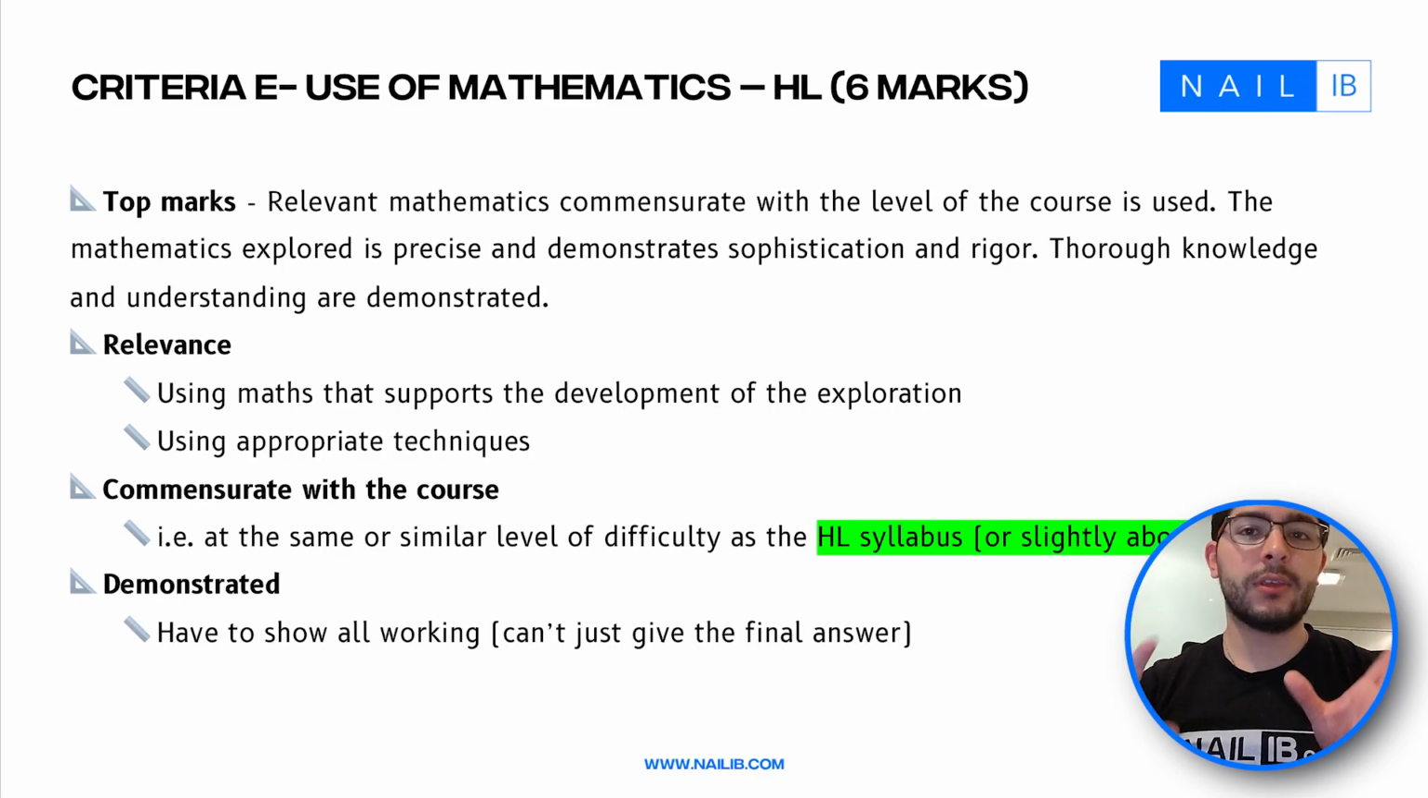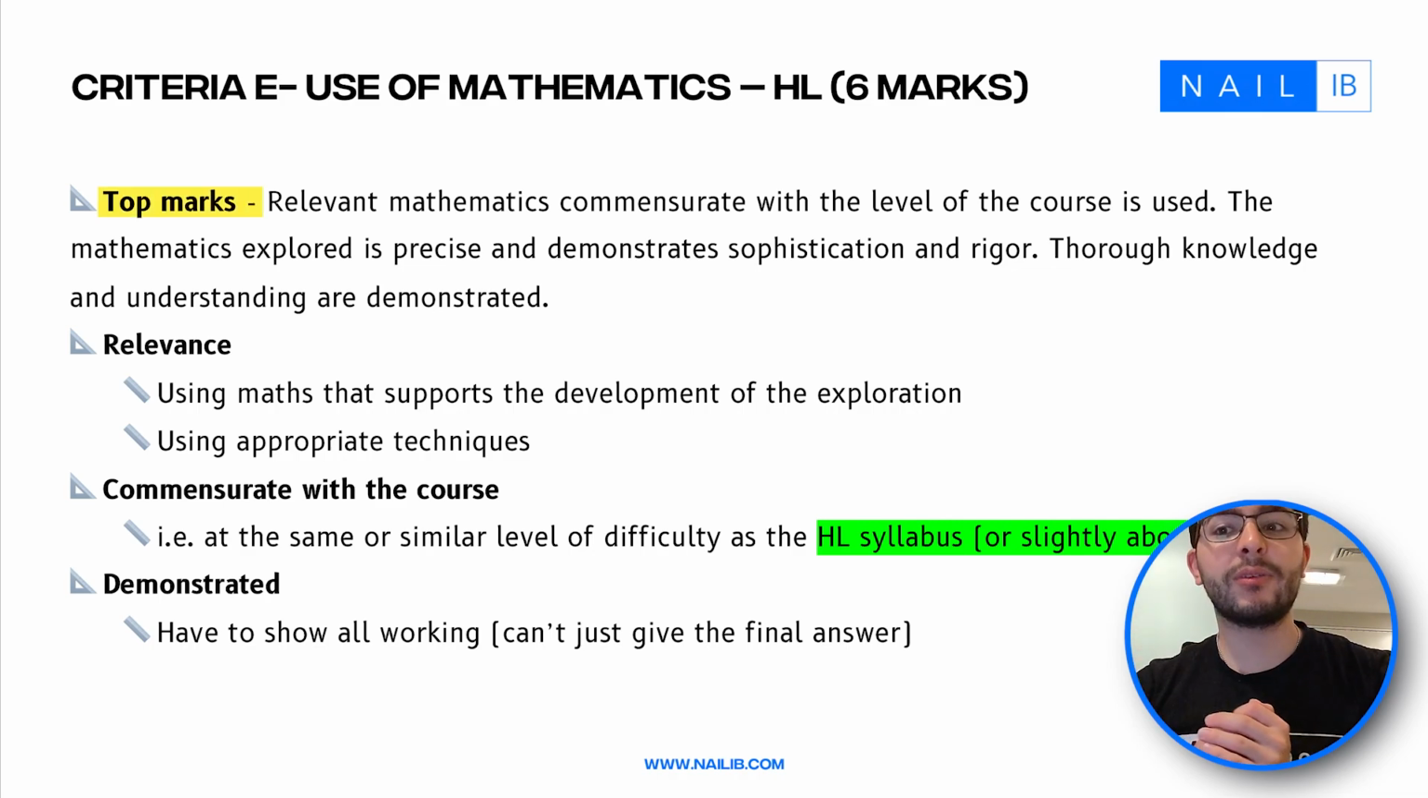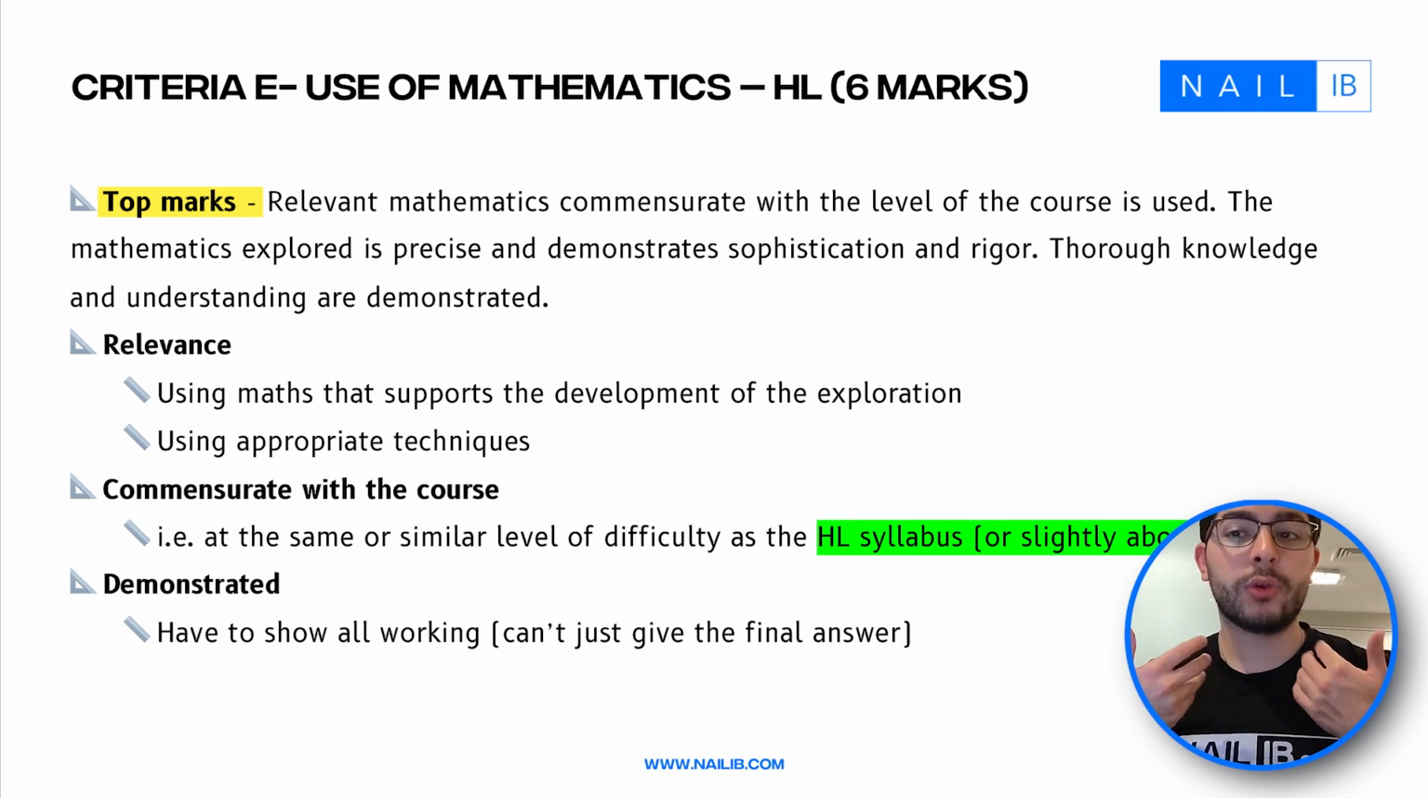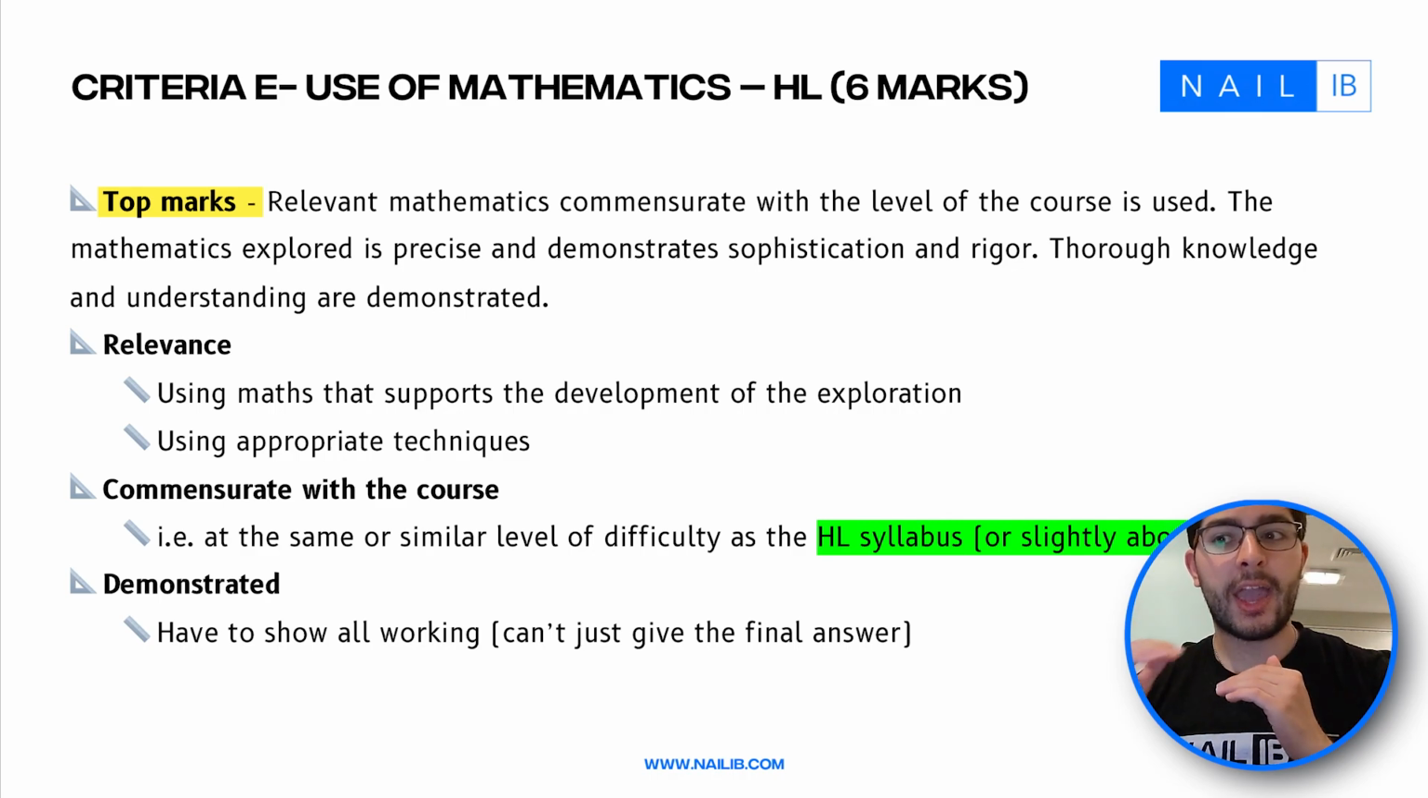Now, I've also included this slide, which is just the HL criteria. The top marks are slightly different to this section here. Relevant mathematics commensurate with the level of the course, and the exploration is precise and demonstrates sophistication and rigor. That is different for the HL course. Thorough knowledge and understanding are demonstrated, which is pretty much the same. When you're doing commensurate with the course, in this case, that means you have to be working at the level of HL.